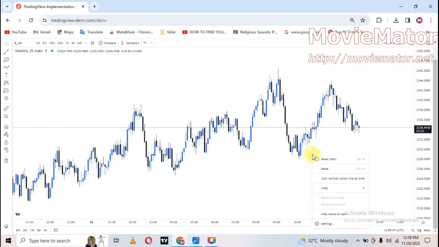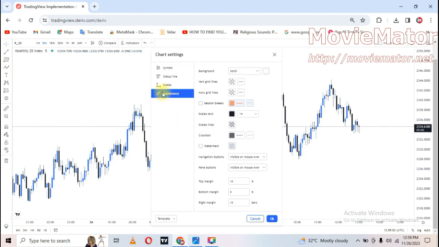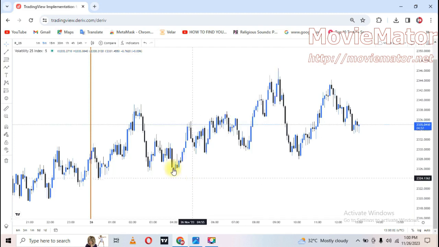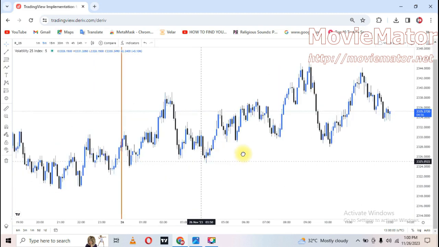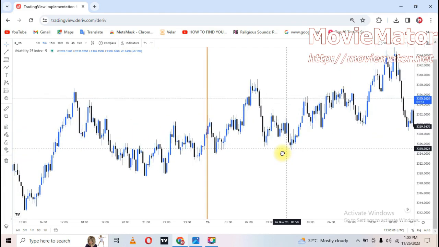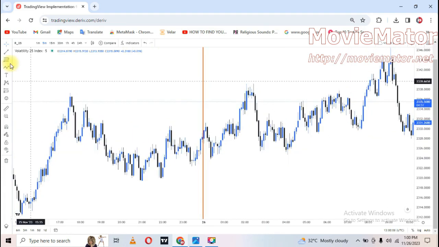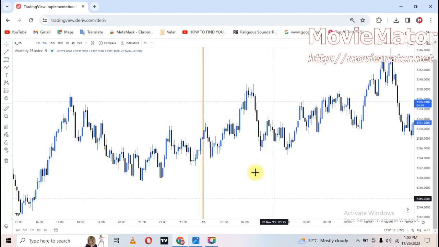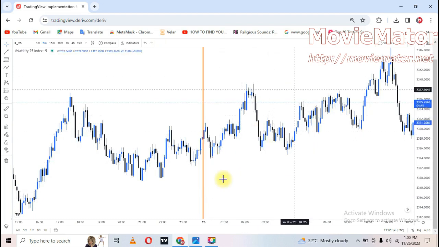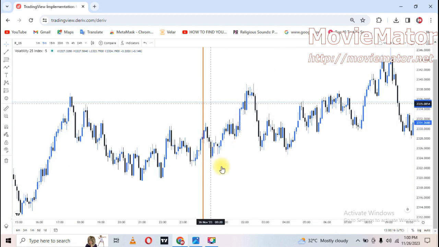So you go to settings: right-click any part of your screen, go to settings, go to appearance, and then take this one, session breaks. Once you activate session breaks, it will mark the opening of any new day for you. So today is, I think, Sunday 26th November. So this is today.